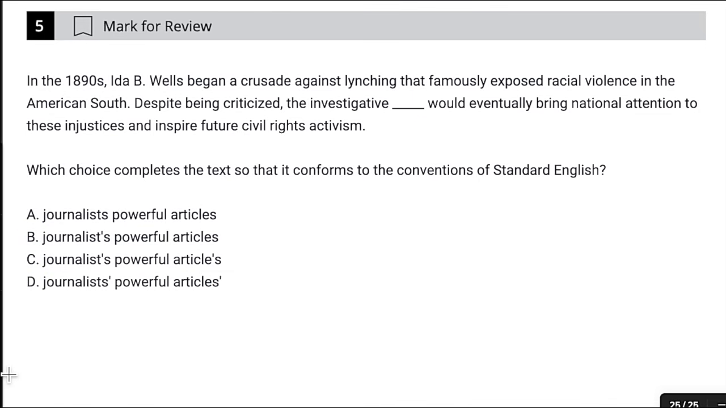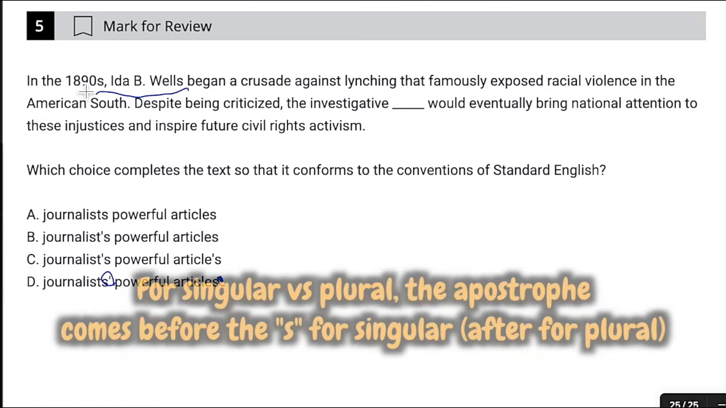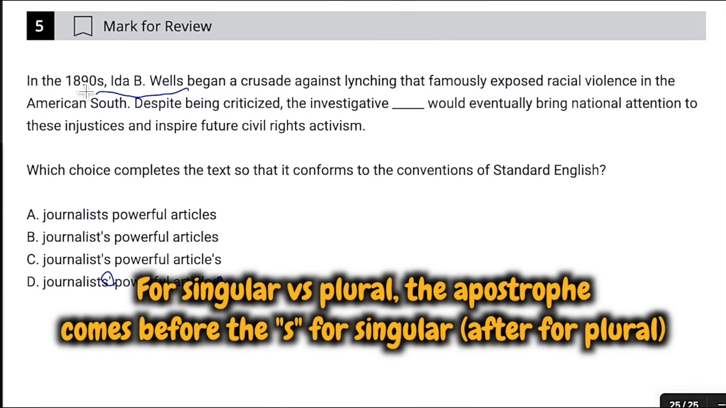But if we did end up having to choose either singular or plural for journalists, we would simply look at the context. Let's pretend that this doesn't exist. In this case, we just go back in the text and it says, Ida B. Wells is the journalist that we're referring to. So that's a singular person. So we would go with choice C, which is one journalist.